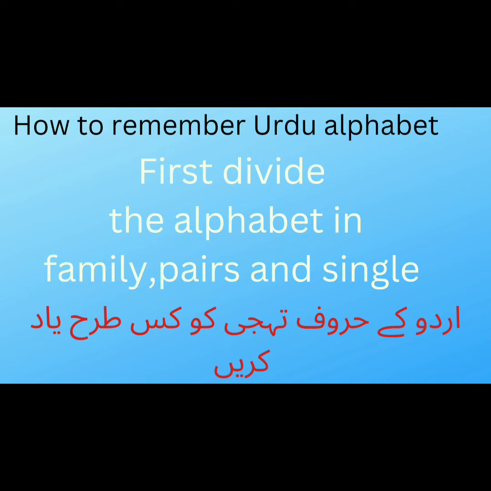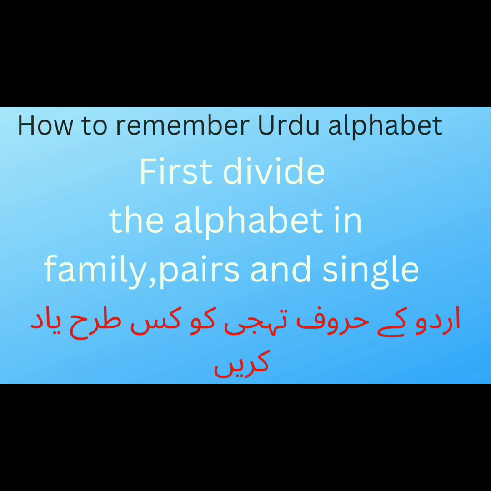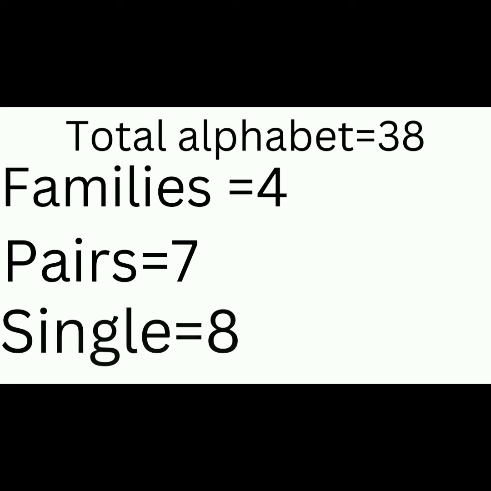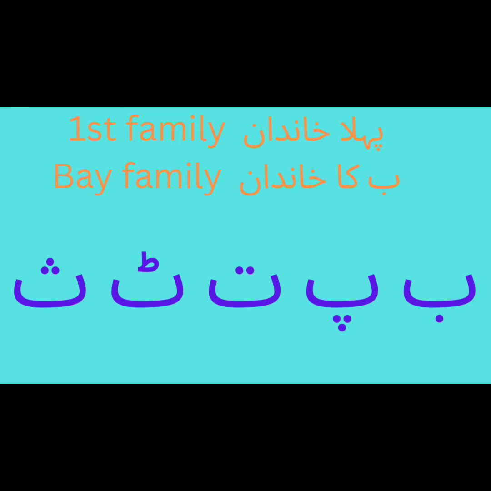Today I will tell you about how to remember these alphabets. So we divide these into families, pairs, and single, so that we learn better. Let's start. There are 38 letters in Urdu alphabets, and we divided them into 4 families, 7 pairs, and 8 single words. So let's start with our first family, that is Bay family.